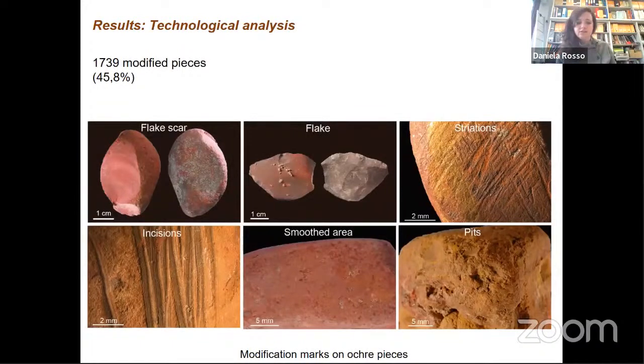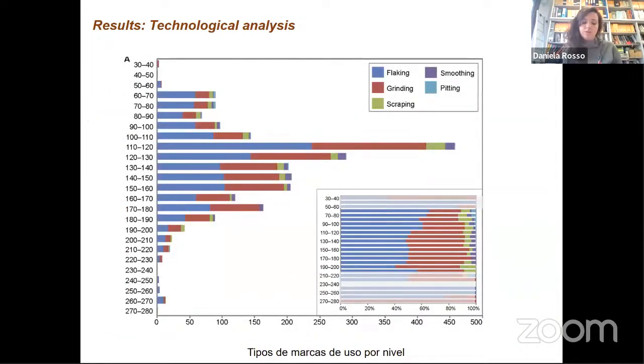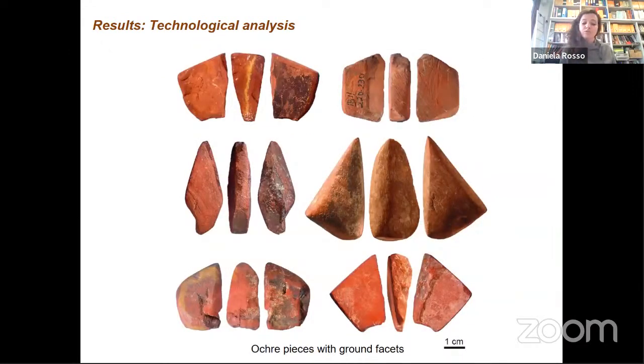More than 40% of the ochre pieces from this site are modified. The most common modifications are flaking and striations produced by grinding. We have seen interesting diachronic changes in the way ochre was modified in the site. There is a general gradual increase of flaking, pitting, and scraping marks from the bottom to the top of the stratigraphy, while grinding becomes increasingly rare through time. Among the ground ochre pieces, almost 100 bear 2 or more adjacent facets that form geometric shapes, like the one you can see on this slide.